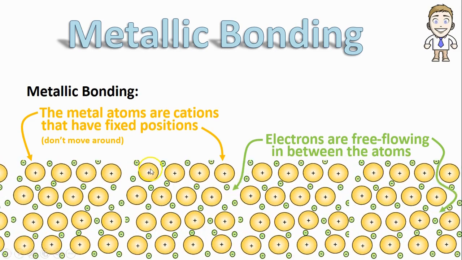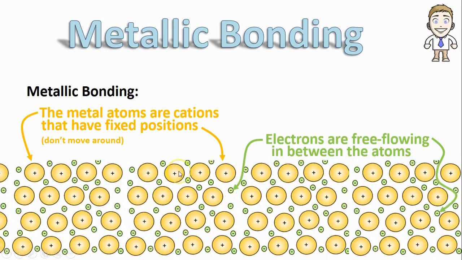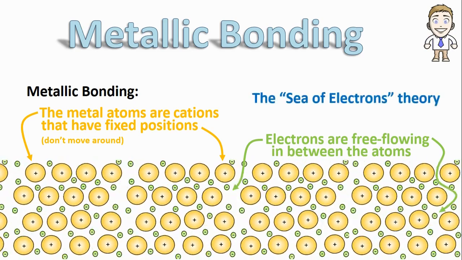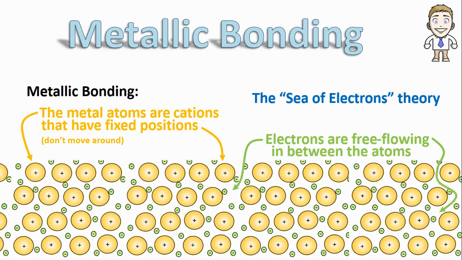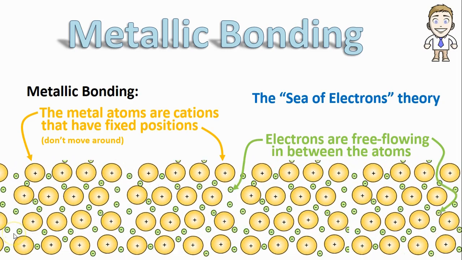Also notice that those cations have fixed positions, which means they do not move even though the electrons are moving. This positive ion is next to this one and they're not changing positions even though they do vibrate a little bit. This has a name. Sometimes you might see this called the Sea of Electrons Theory, because the electrons can flow in and around the cations just like water flows in the ocean.